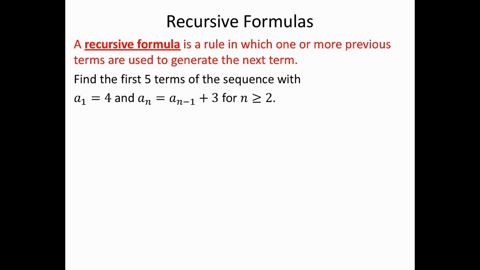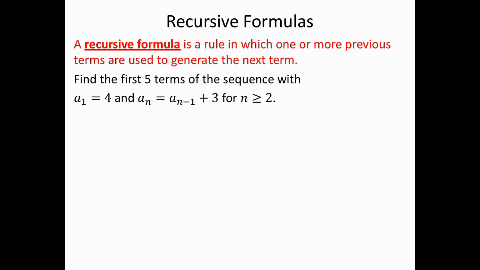So a recursive formula is a rule in which one or more of the previous terms are used to generate the next term. You need to refer back to previous terms. So for example, let's do one that says find the first 5 terms of the sequence with a sub 1. Remember, we read that little number as a sub because it's a subscript. And a sub n equals a sub n minus 1 plus 3 for n greater than or equal to 2.